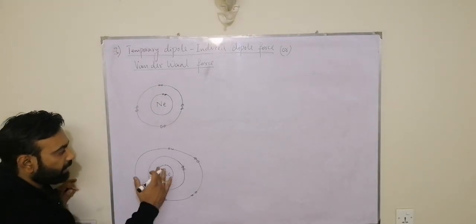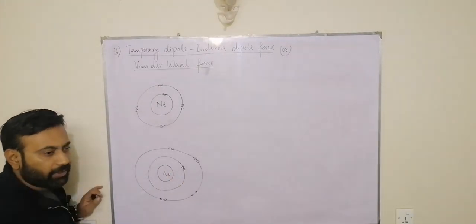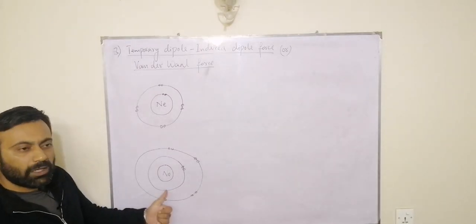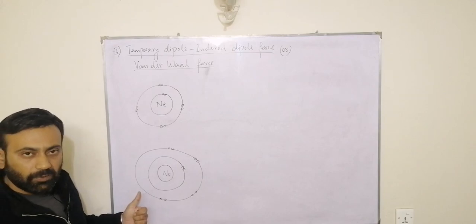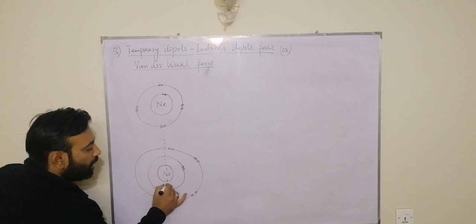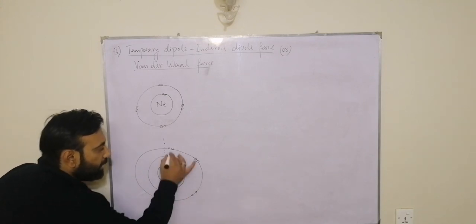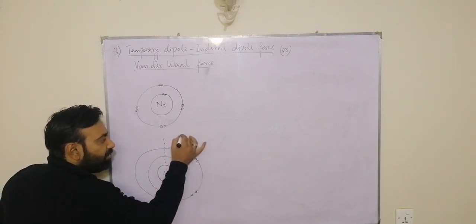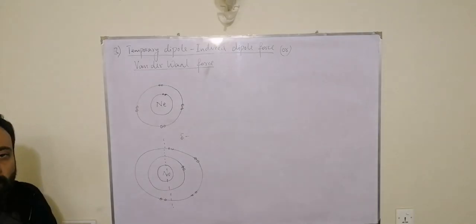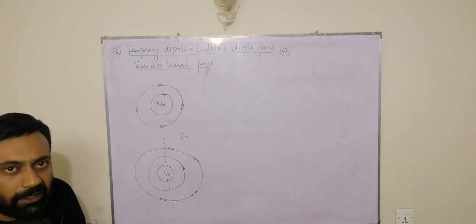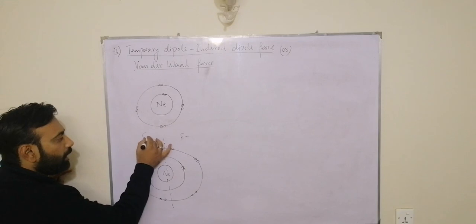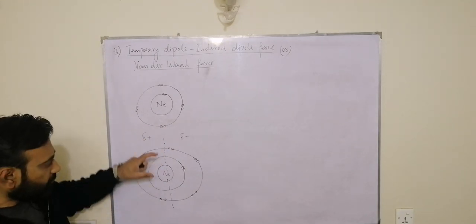We can see that there is a higher concentration of electrons, a higher electron density on the right side of the atom, and a lower electron density on the left side of the atom. So overall, if we consider two halves of this atom, this half will have a weak partial negative charge due to the presence of a greater electron density, and this part of the atom will have a partial positive charge.